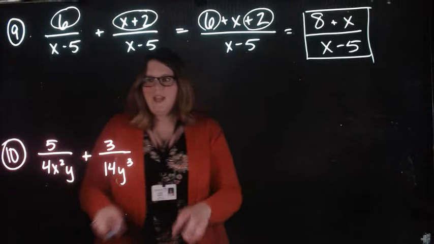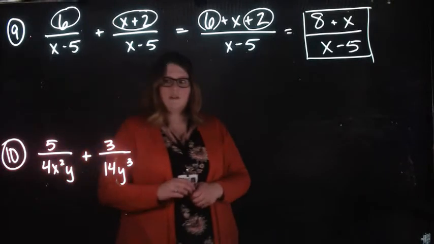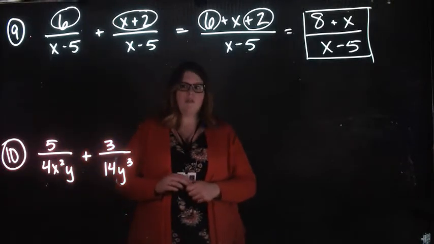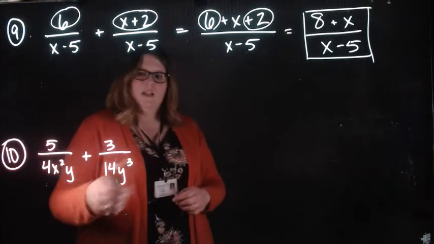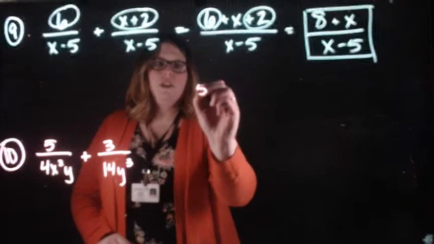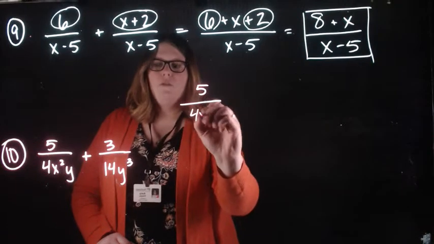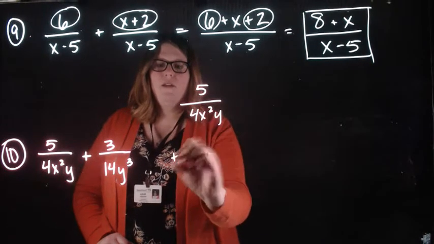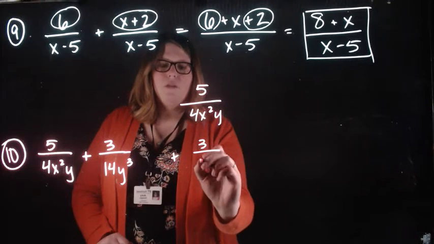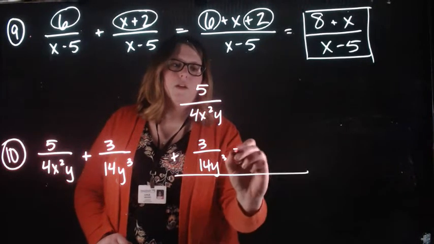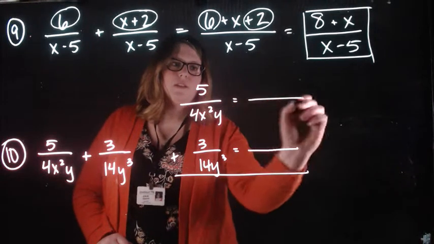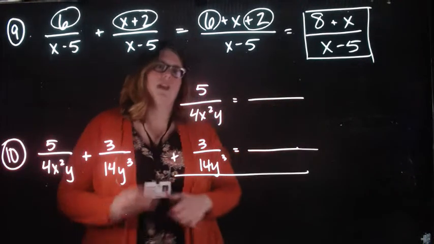All right, let's look at number 10. 5 over 4x squared y plus 3 over 14y cubed. Not the same denominator, so I'm going to write this one vertically. So I have 5 over 4x squared y plus 3 over 14y cubed. All right, so let's really think about this here. We need a common denominator.